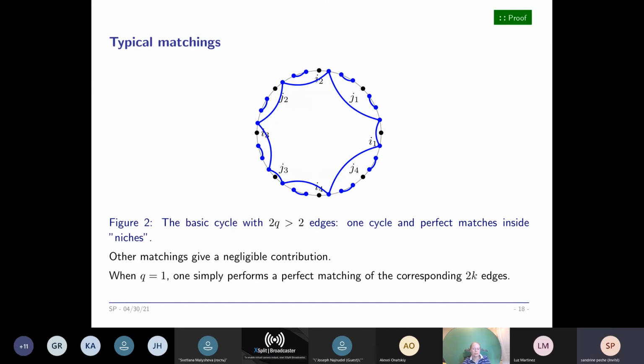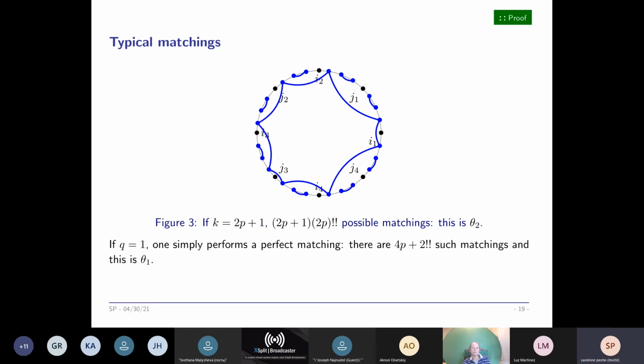Okay, so this is true actually only if Q is greater than 1. If Q was equal to 1, one would simply perform perfect matching on the corresponding 2K edges. This is a special case because a long cycle of length 2 is actually just a matching. Okay. And then on the next slide, this will give actually the two parameters theta 1 and theta 2.